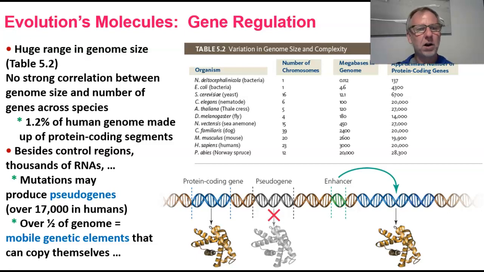Mutations in DNA can produce what are called pseudogenes, basically ghosts of genes, fossils of genes in our own genome. They're not used, they're not active. They can't be taken out, they're stuck there, they get copied every time our DNA is copied, but they're not functional genes. There's over 17,000 of them in us humans. Remember, we've got 20,000 protein coding genes. Over half of our genome is made up of what are called mobile genetic elements that can copy themselves and insert themselves in other parts of the DNA. So there's far more going on in our DNA than just protein coding genes.